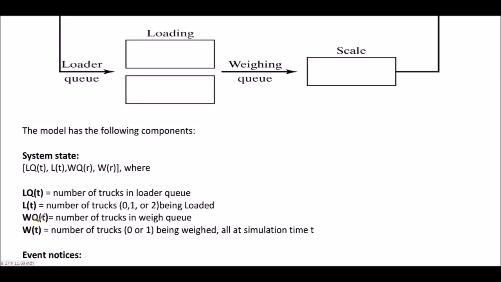Then the next is WQ of T, which indicates the number of trucks in the weighing queue over here that are waiting to be weighed on the scale. The next is W of T, which indicates the number of trucks being weighed, that is, how many trucks are at the scale at that moment. Since we only have one scale here, it will be either 0 or 1.